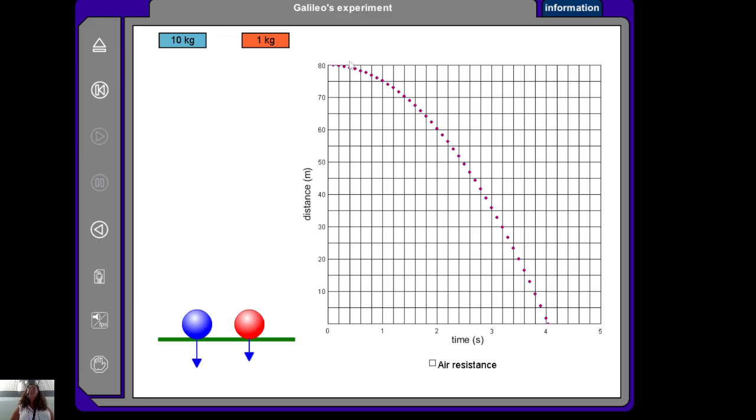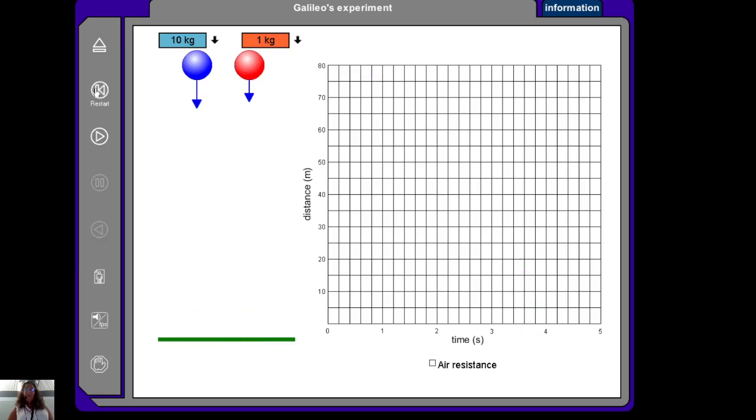So we already analyzed this graph, right? Acceleration is negative 10, initial velocity is 0, and it's going to speed up going down. Now, if you add air resistance here, so now this one has less mass, so it's going to reach its terminal speed sooner.